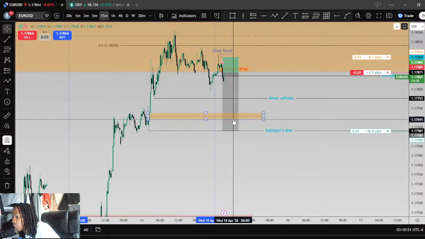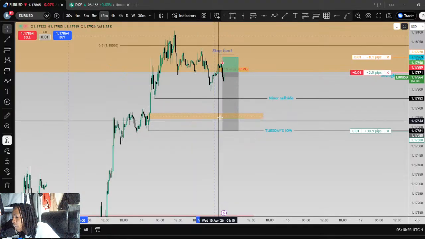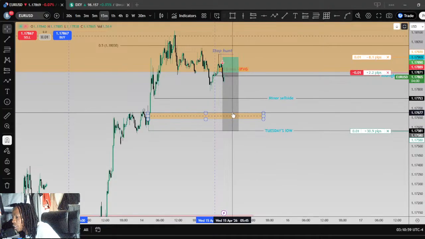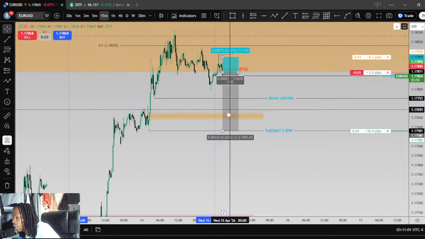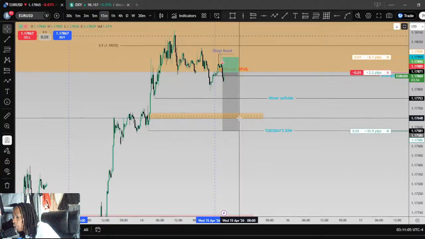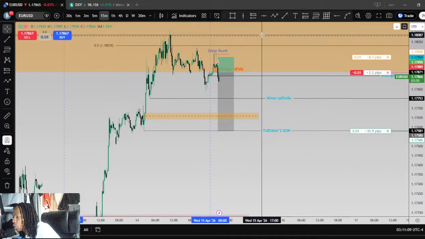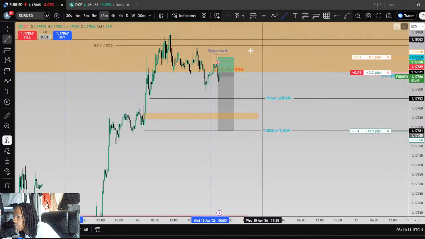Even so, for me to exit here, I'll be looking at how price will be reacting around this area. Does price come, touch it and start rejection, or does price come, touch it, then drop and close below it, then I'll be looking to exit at this low. So every factor must be considered in order for me to exit the trade here.